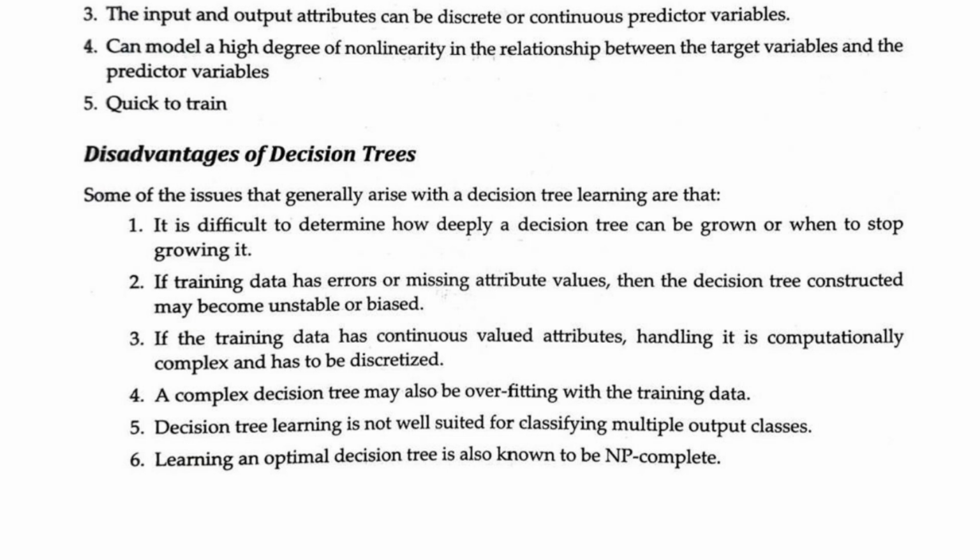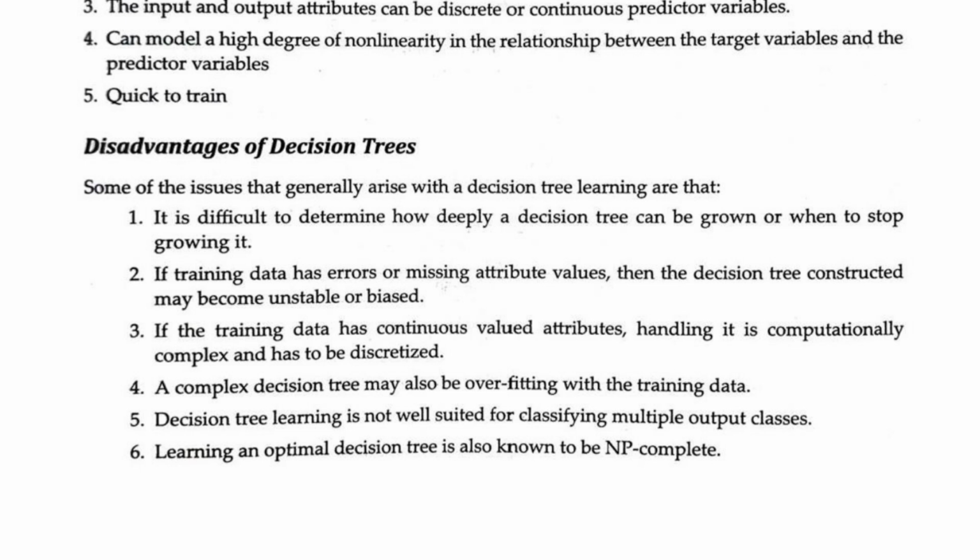Like any other algorithm, this also has certain disadvantages. It is difficult to define how deeply a decision tree can be grown or when to stop. Doing it manually is a tedious task. If the training data has errors, it will mislead. The error is propagated later, or you will not get the proper tree.